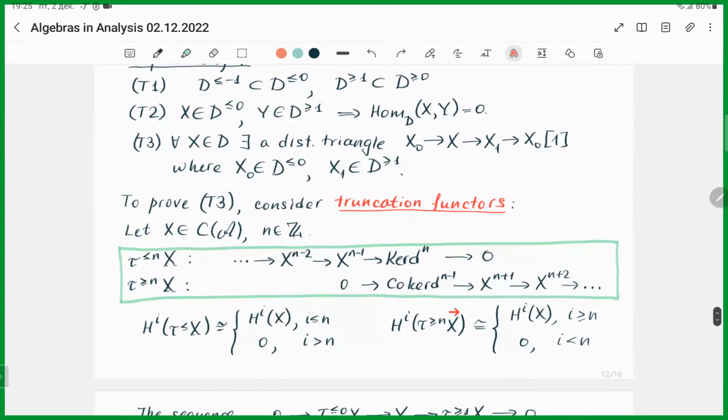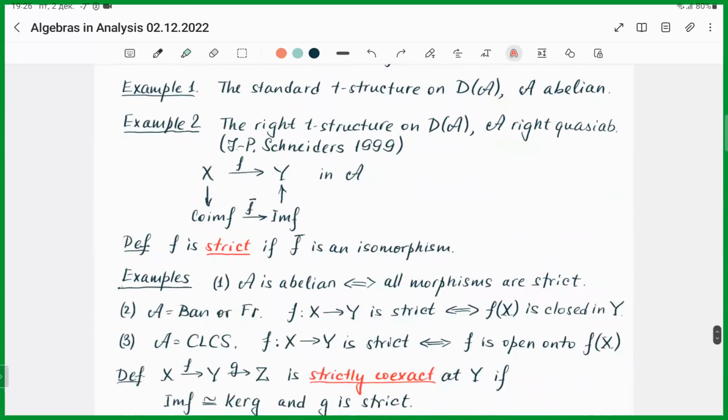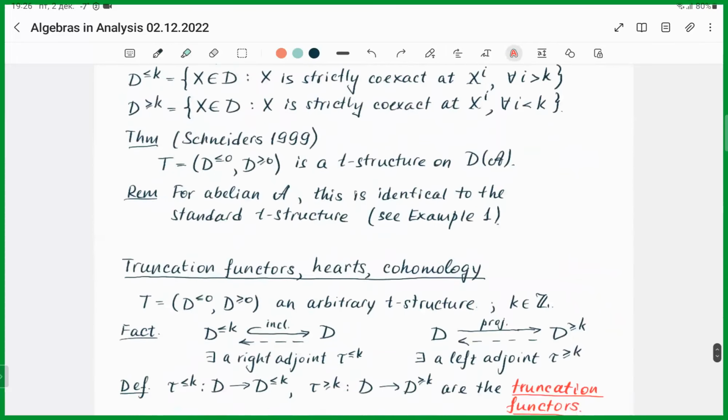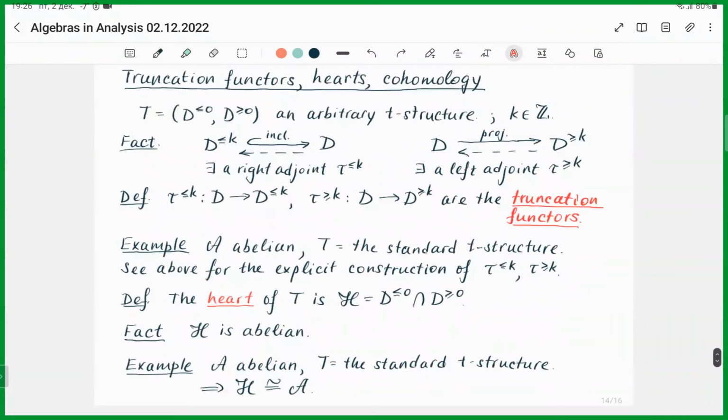So here's the definition. So these are the truncation functors in the case of the standard T structure on the derived category of an abelian category. Now we define the heart. Again, we work with an arbitrary T structure, and we define the heart of T to be the intersection of the following two subcategories. In Russian, heart is сердцевина.